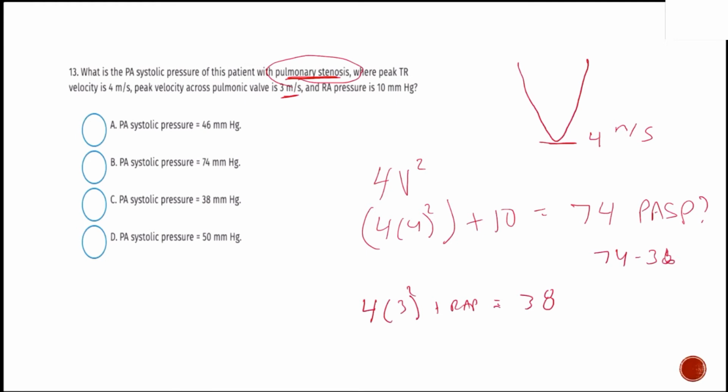36. Good. So our number would be here. Cool? Does that make sense to everybody? So does that drive that home a little bit more? That for the most part, you can use your tricuspid regurgitant jet to calculate your PA systolic pressure, unless you have pulmonic stenosis, and then you have to compensate for that.